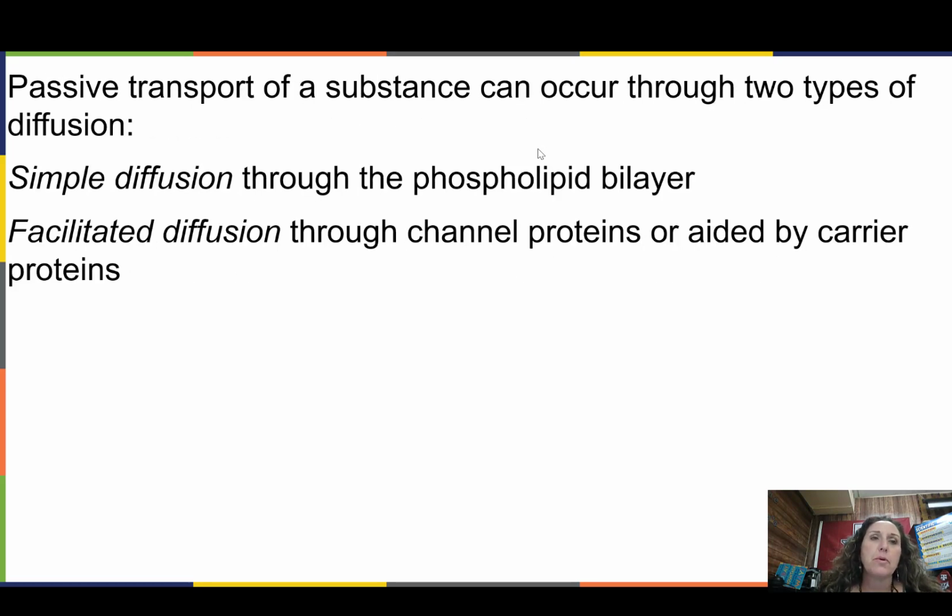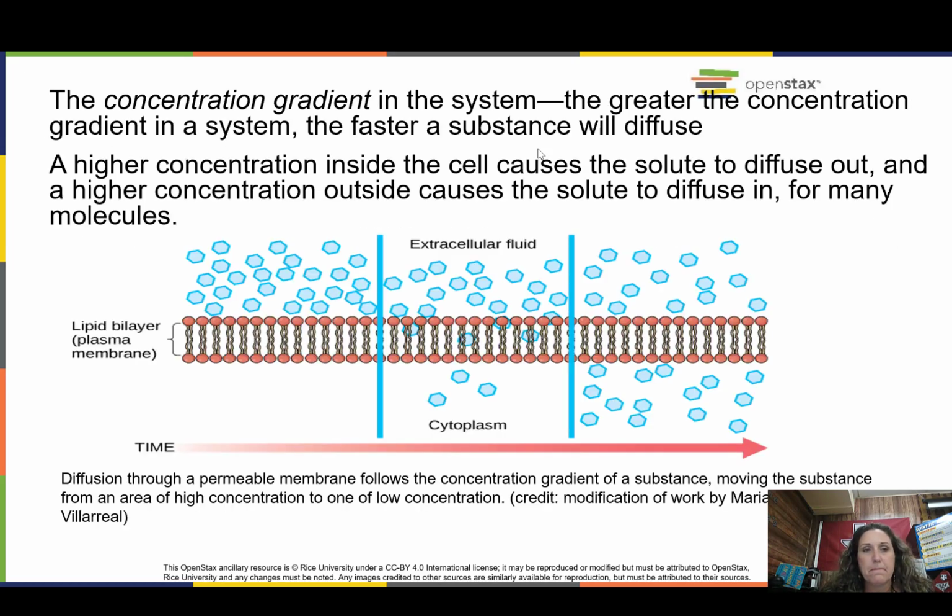So passive transport can come in two main types, simple diffusion or facilitated diffusion. Simple diffusion is just going straight through the bilayer. Facilitated diffusion is using those proteins that we talked about a minute ago. Facilitated, if I facilitate your meeting another person, that means I help. So facilitated diffusion is helping something get in and out of the cell using a protein.